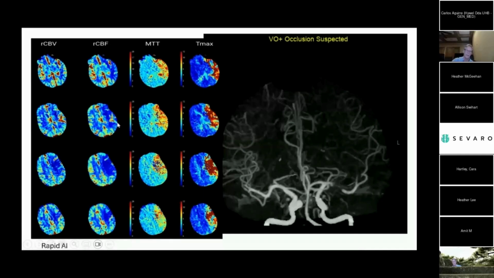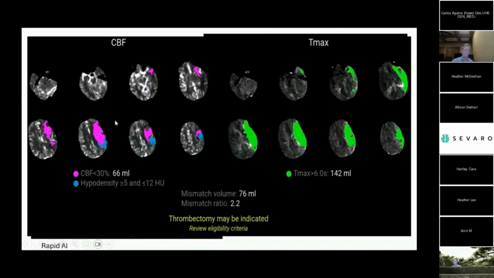Same thing with the CBF. In this case, this is all severely reduced. If we look at this, we'd expect this entire hemisphere to be affected. We expect most of the infarct part to be core infarct, and there'd be some penumbra posteriorly. That's what their perfusion maps show.